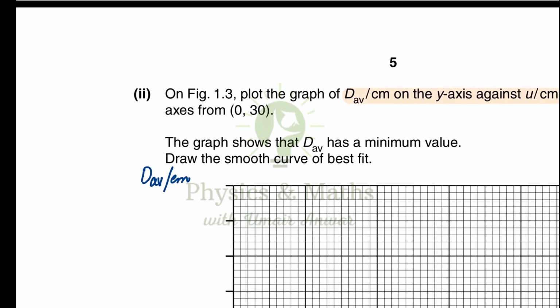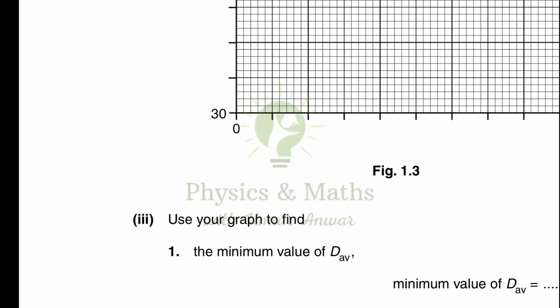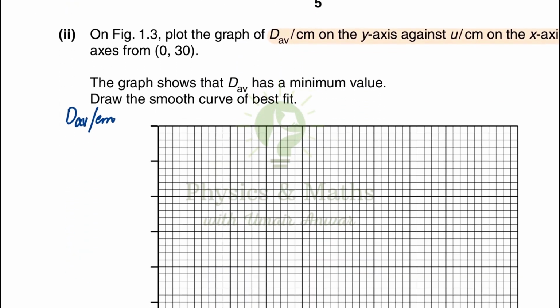Start your axis from 0, 30. So it is already written here that the x-axis value should start from 0 and the y-axis value should start from 30. The graph shows D average has a minimum value. Draw the smooth curve of best fit.